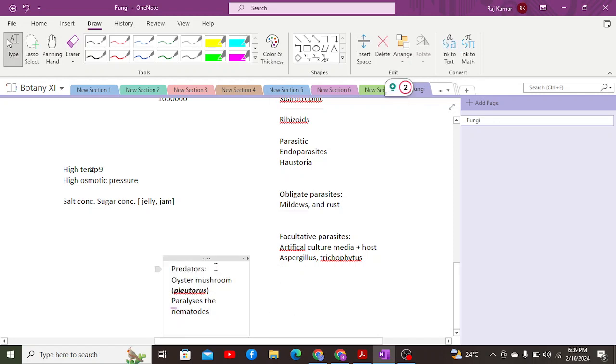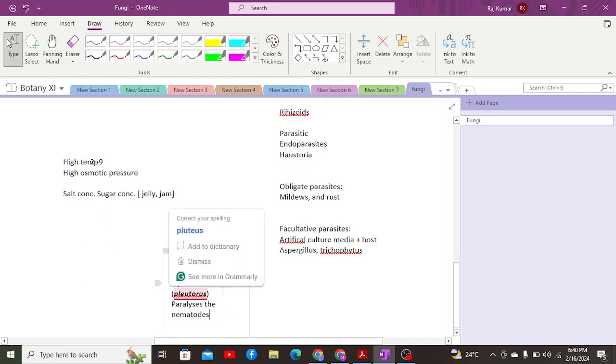As a result of this mode of nutrition, they obtain nutrition from herbivores, plants, as well as carnivores, animals. They would be considered omnivores because they feed on the vegetative part as well as the non-vegetative part, which means they feed on animals as well as plants. So these would be considered omnivorous predators. Oyster mushroom is an omnivorous predator.